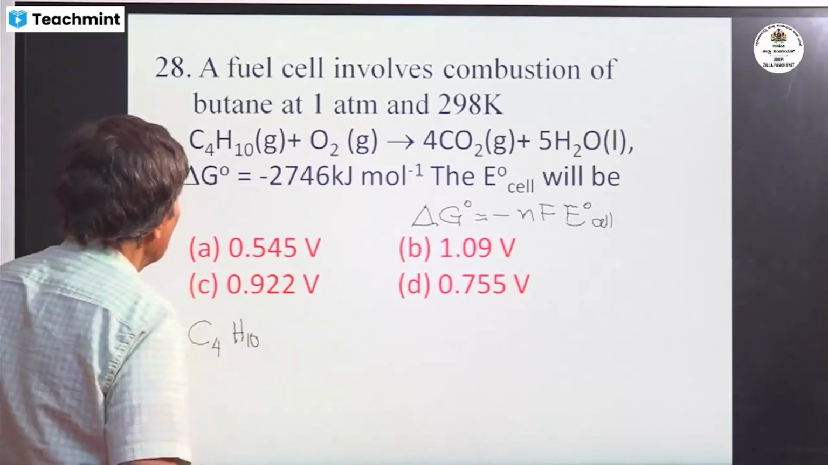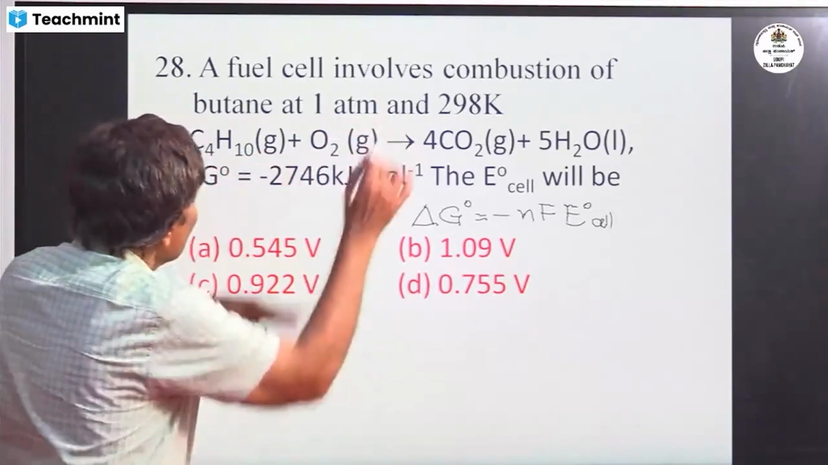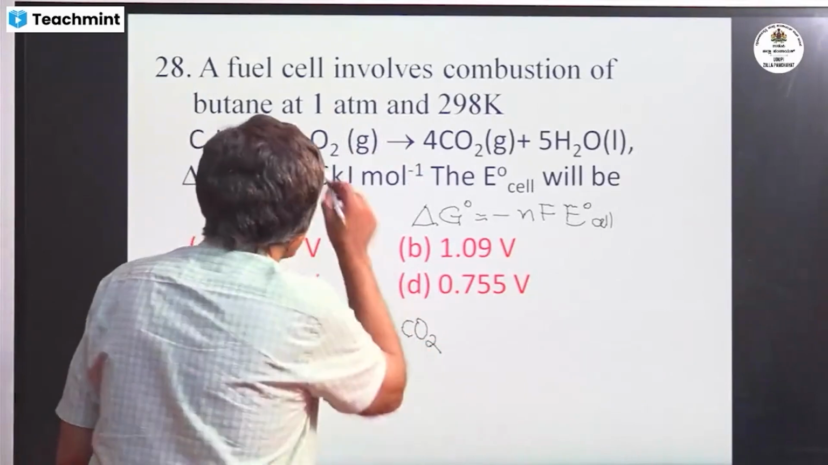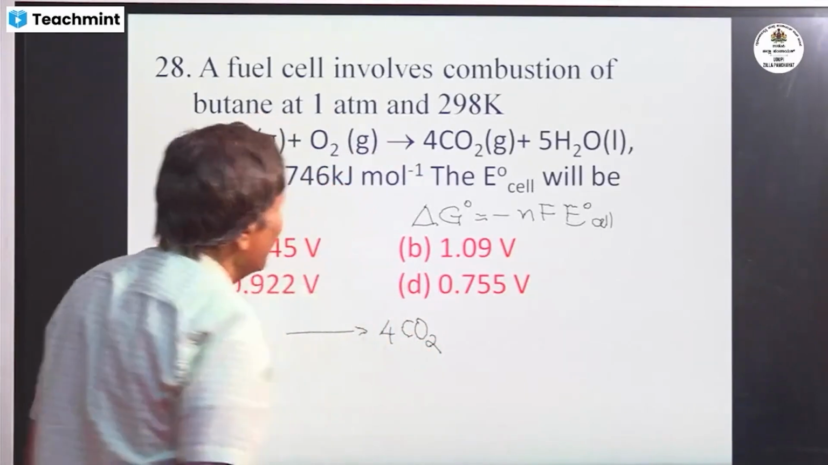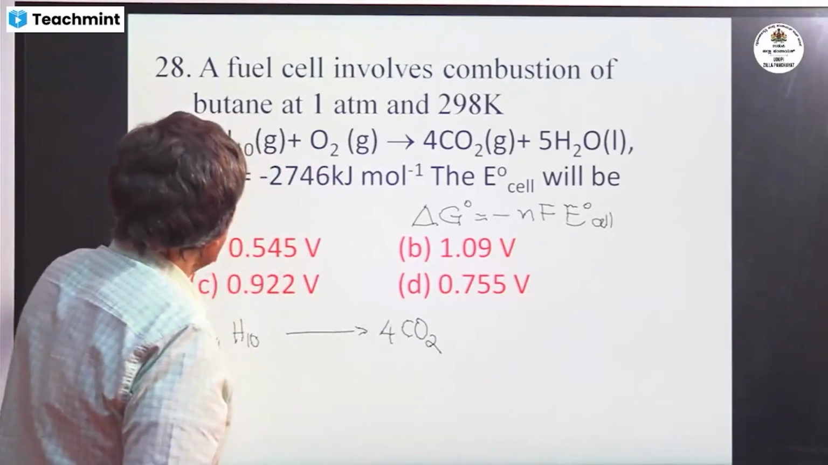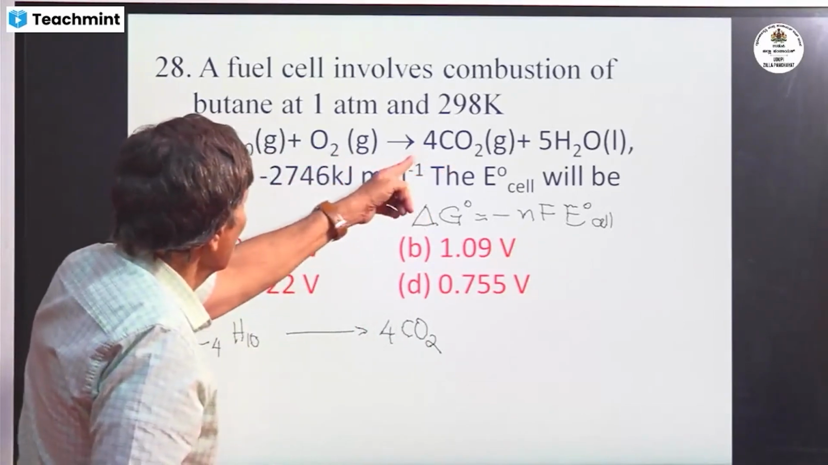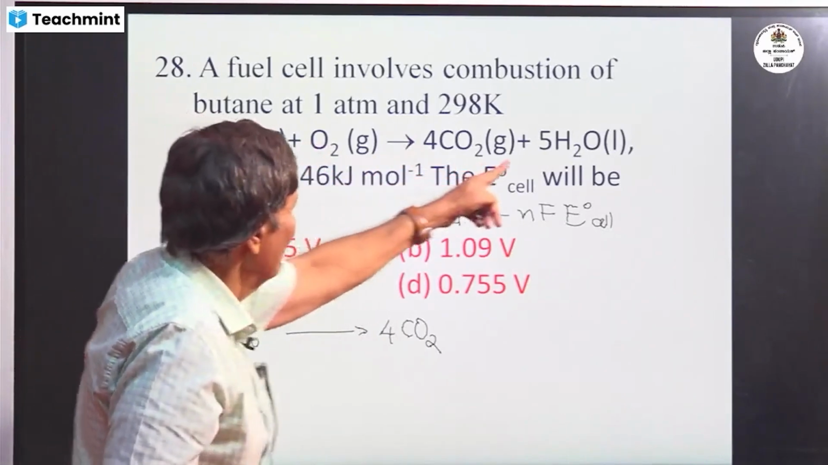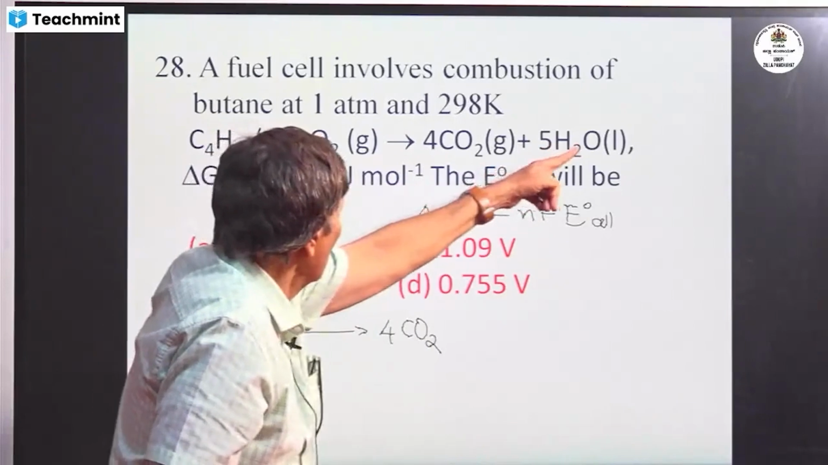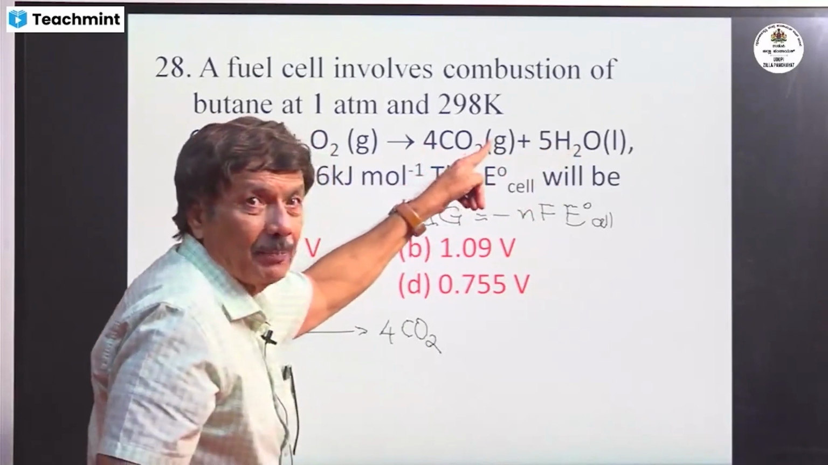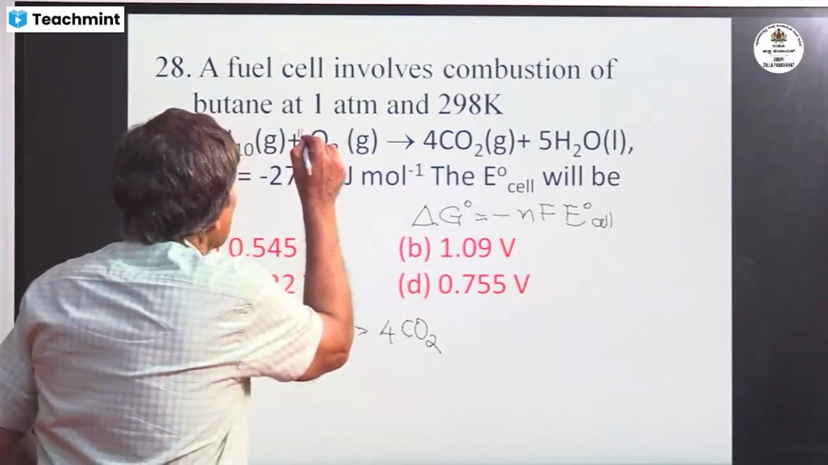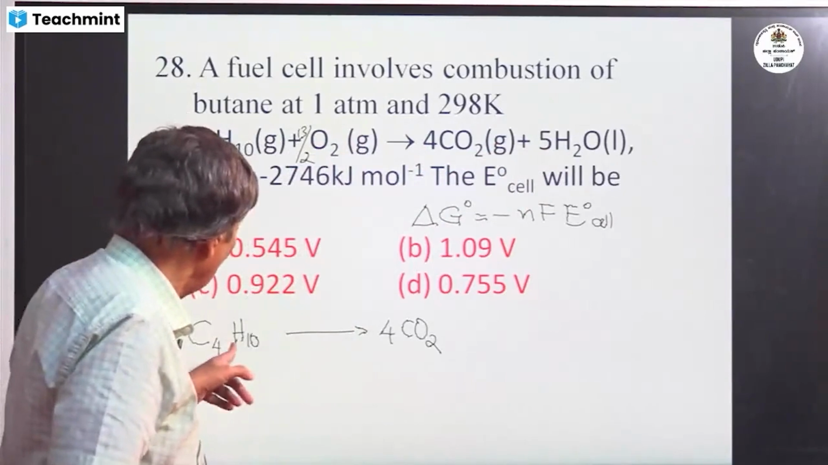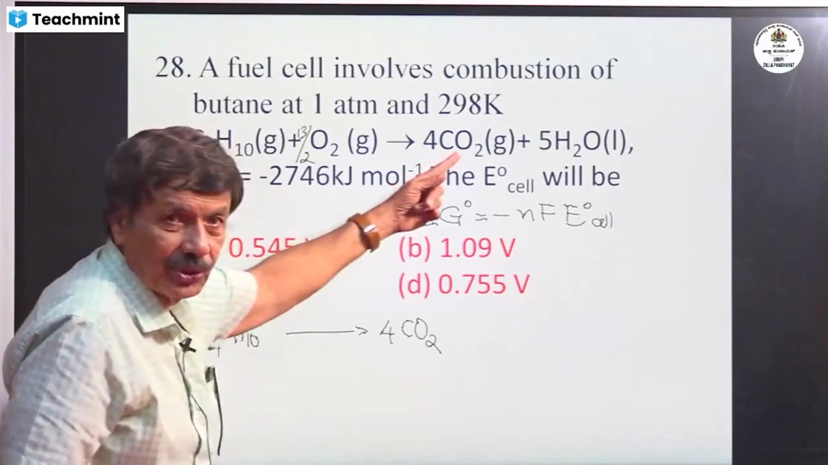C4H10 gives 4CO2. Of course, the equation is not balanced. Here it requires something, isn't it? Can you tell how much it is? C4, 4 C, 5 H2O, 8, 13. It will be 13 by 2, isn't it? Oxygen: 4 into 2, 8, 8 plus 5, 13. It will be 13 by 2. Small correction. Anyway, we don't want that. C4H10 finally gives 4CO2.